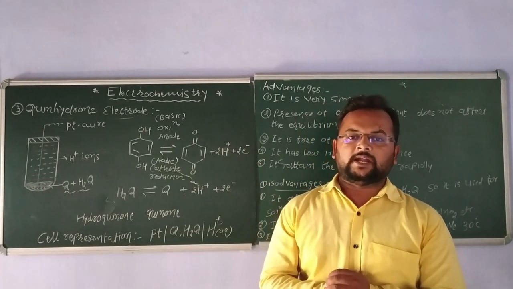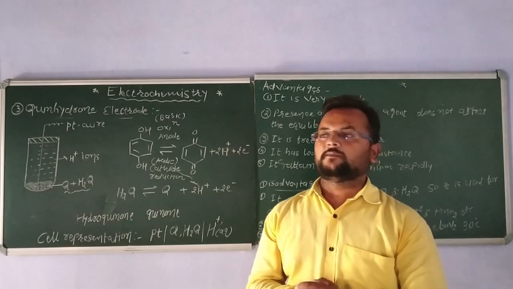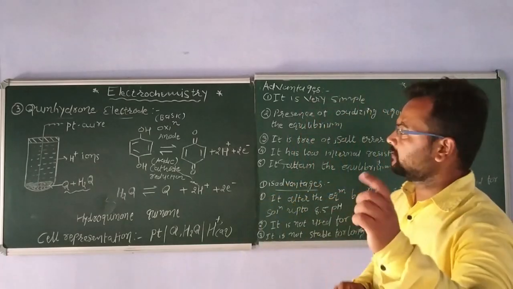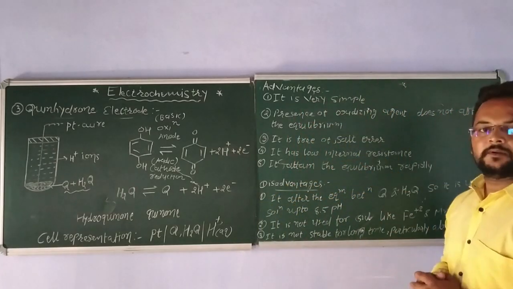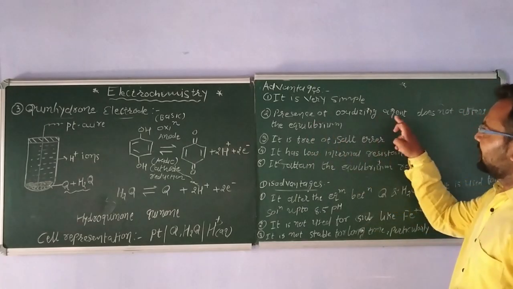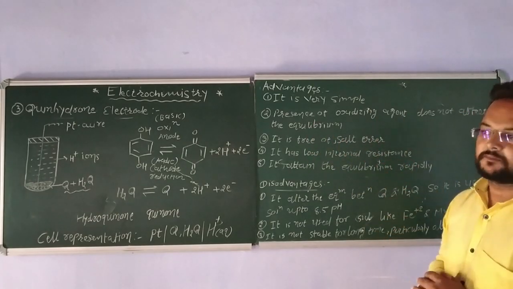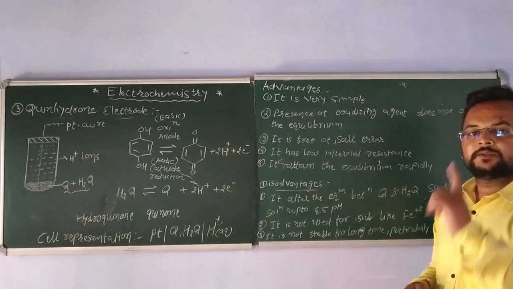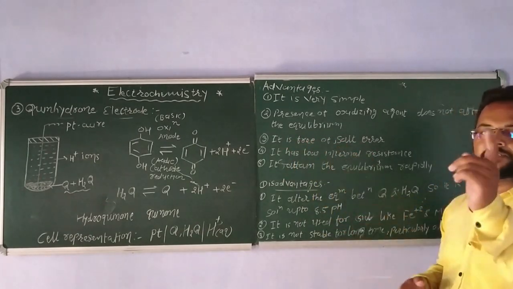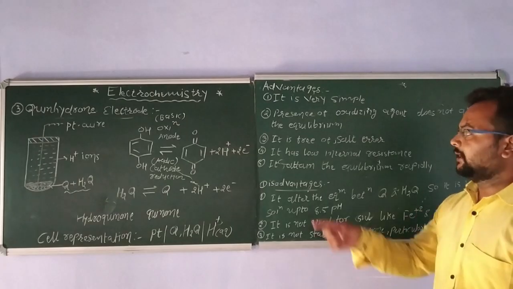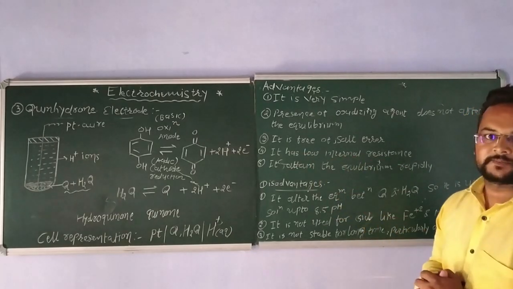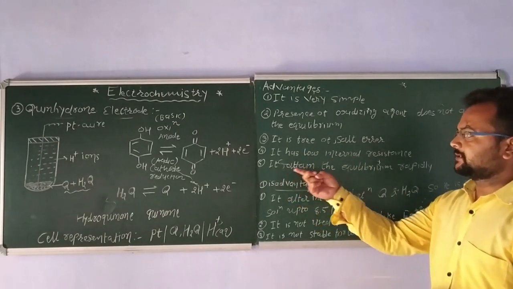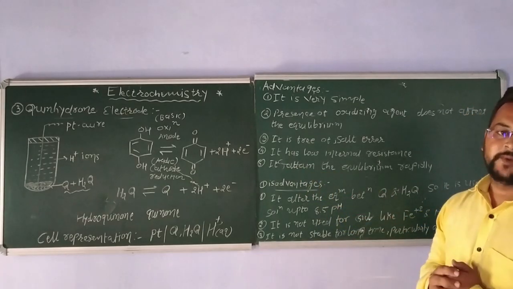There are advantages and disadvantages of the Quinhydrone electrode. The first advantage is that it is a very simple electrode. Second, the presence of an oxidizing agent does not affect the equilibrium. Third, it is free of salt error. Fourth, it has low internal resistance. And last, it attains equilibrium very rapidly.